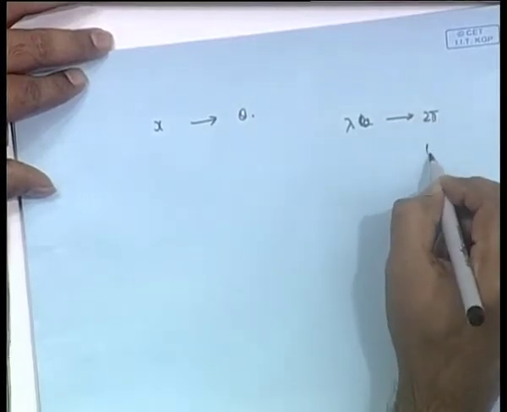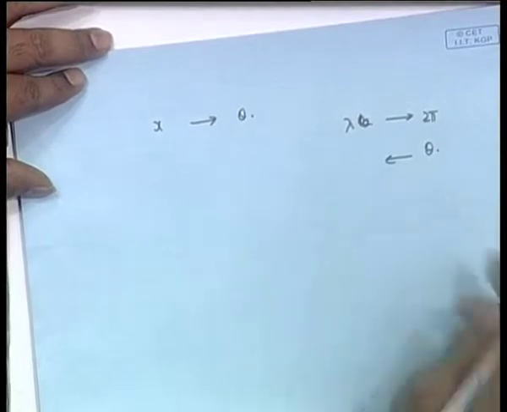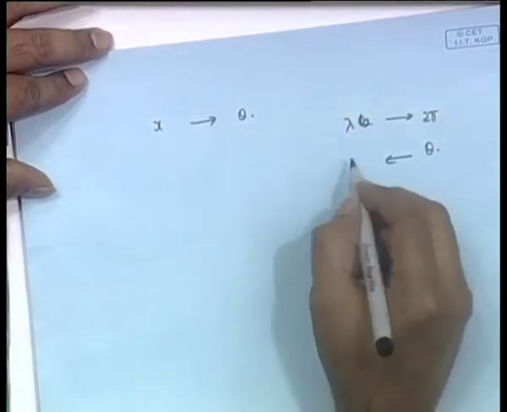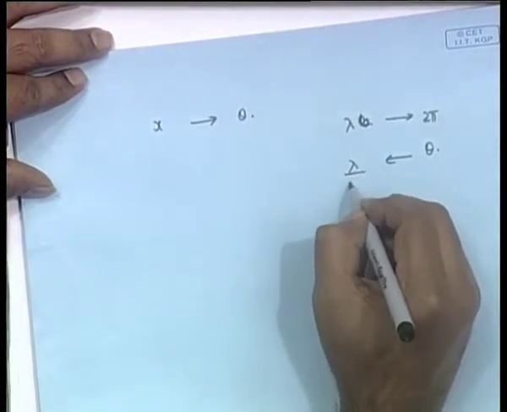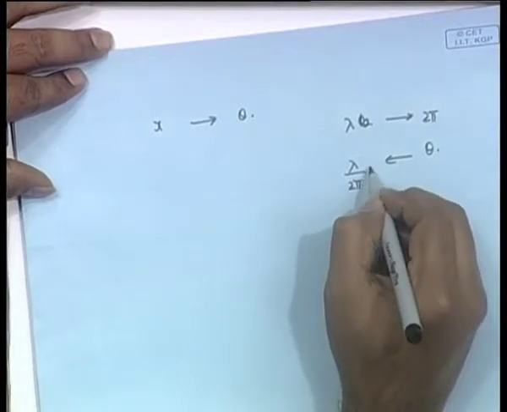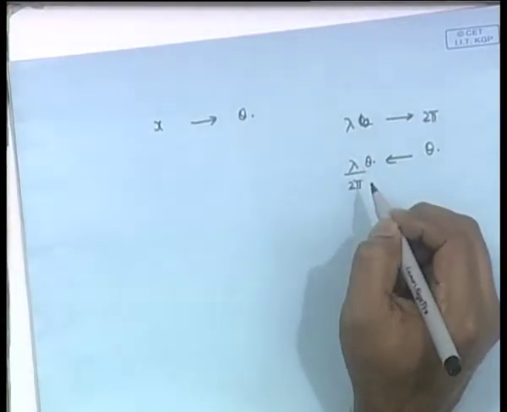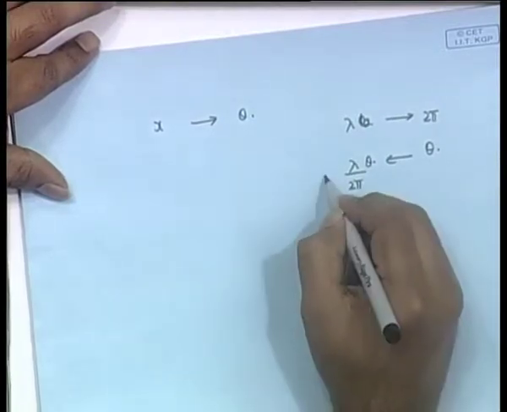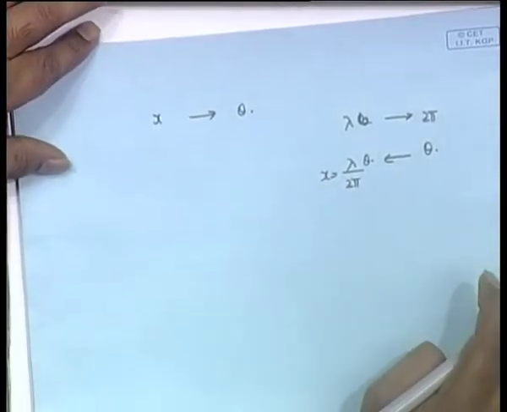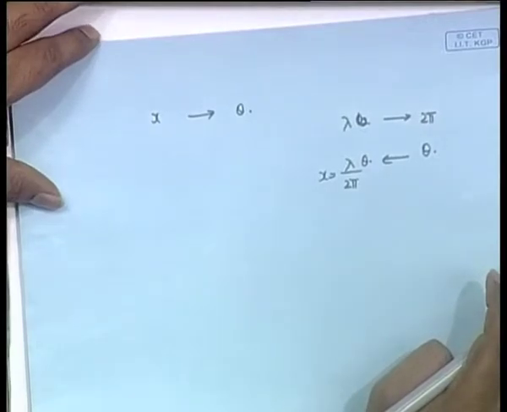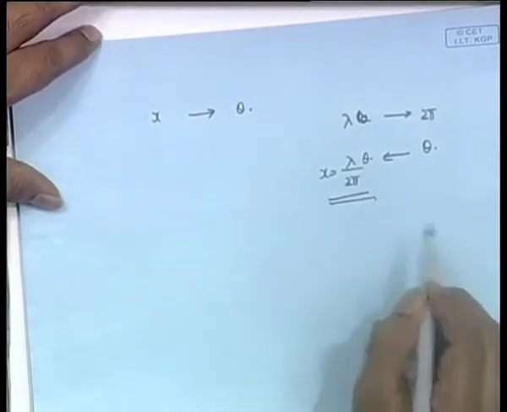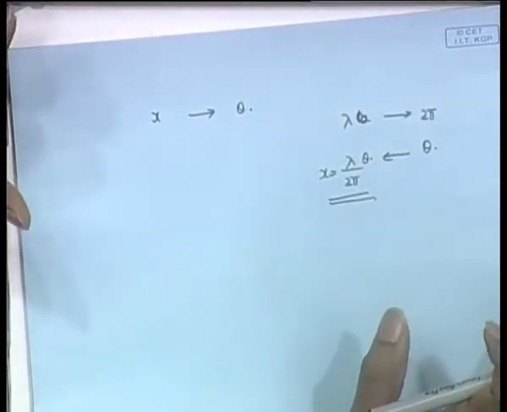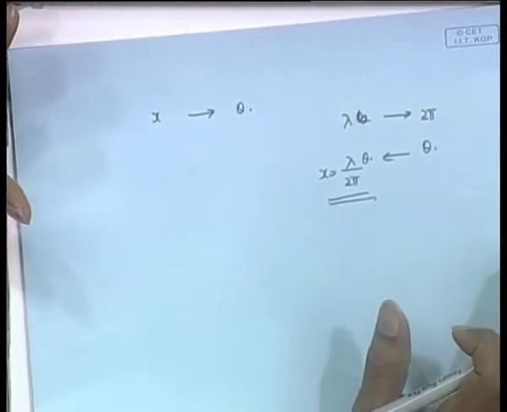Therefore, when it rotates through an angle theta, it must have translated by a distance of lambda by 2 pi into theta. Okay. So, this is the distance through which it would have moved, x will be equal to lambda into theta by 2 pi. So, this is the first relation that governs how the particle tilts.